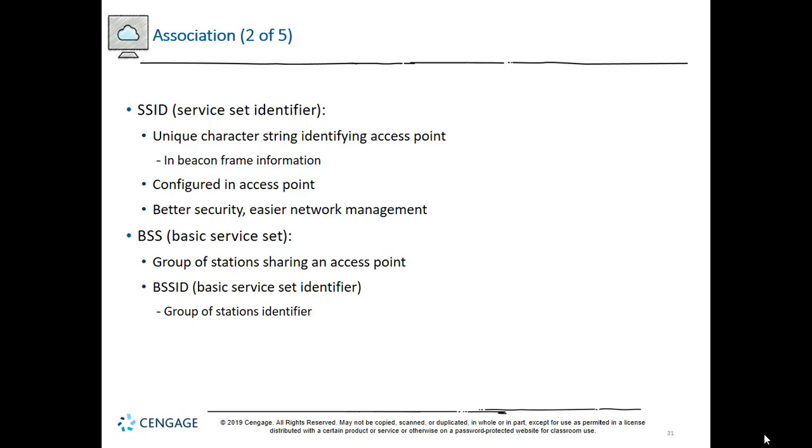Now, there's other terminology that we need to know. One is called a basic service set, a group of nodes that share an access point. The identifier of this group of nodes is known as the BSSID, or basic service set identifier. And for a group of access points connected to the same LAN, we have extended service sets. These BSSs that belong to the same ESS share a special identifier called an ESSID.